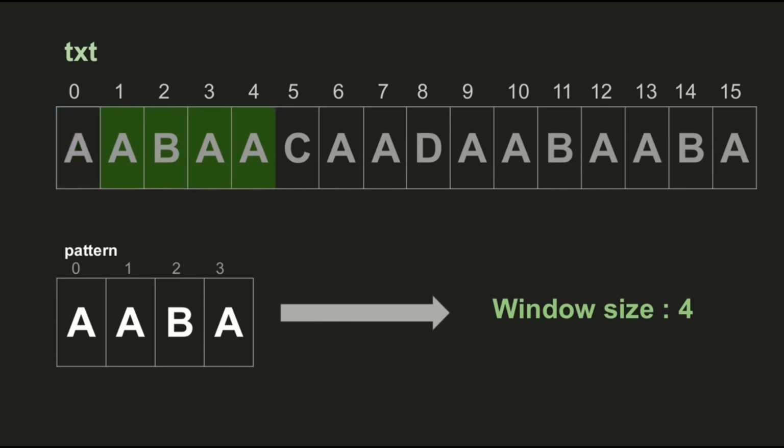Then we move the window forward and again compare the window with the pattern string. Similarly, we keep moving the window until we reach the last window. This is the last window in the text string. So if the text string size is 16 and the pattern string size is 4, then the last index where the window should be is given by 16 minus 4, that is 12. So the window runs from 0 to 12.